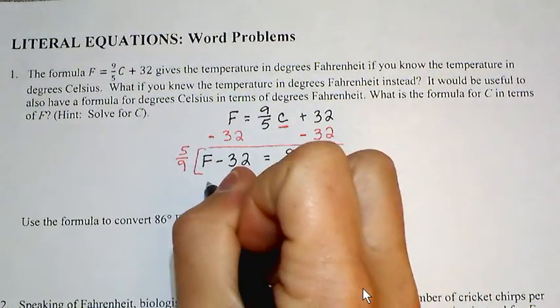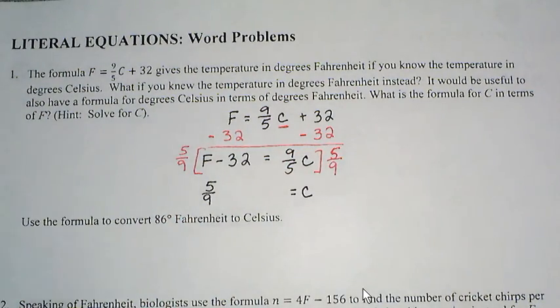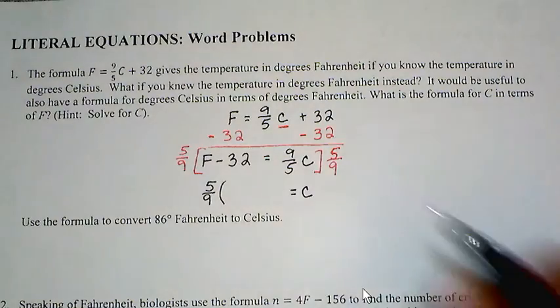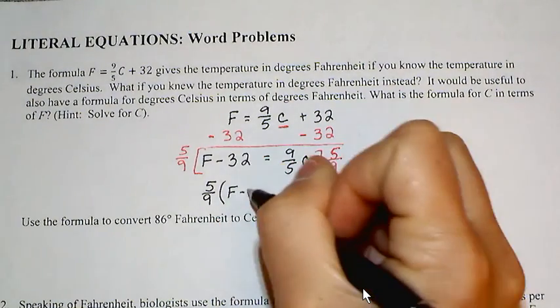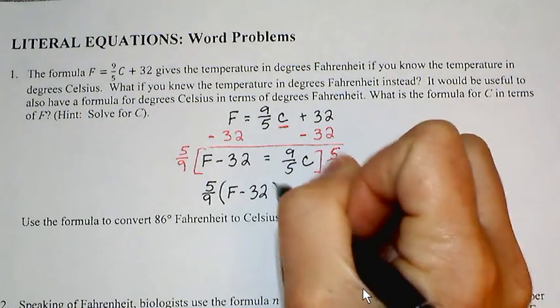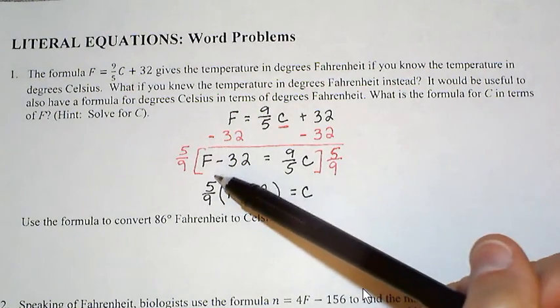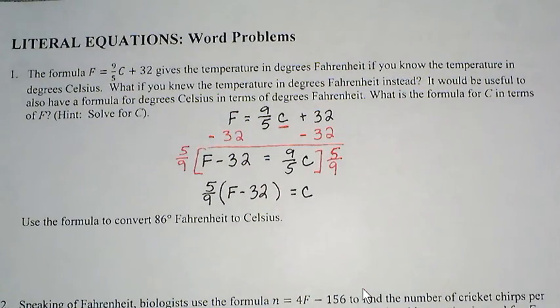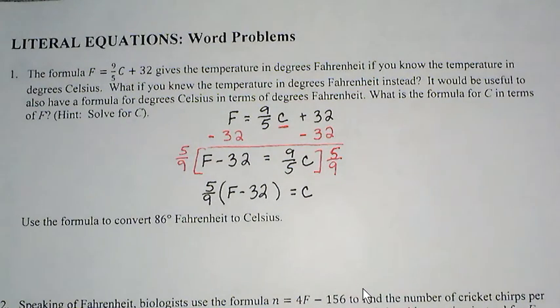And on the left, I'm going to leave it in that fraction, 5/9, and I'm going to use parentheses to show that I'm going to multiply both F and negative 32 by that fraction. And I'm going to leave it just like that. Now, if you wanted to, you could distribute from there. You could multiply 5/9 times both numbers, but I'm going to leave it just like this. All right. Now that I have this formula, I can use that to answer the next question.